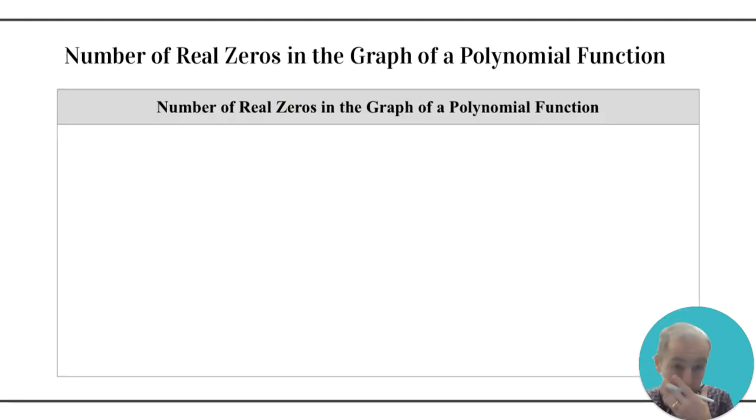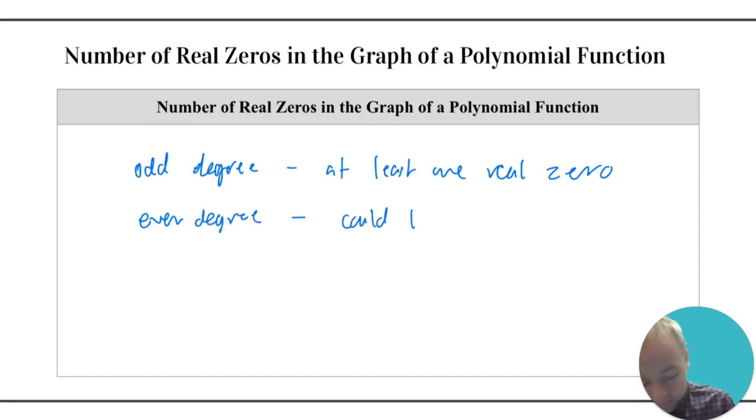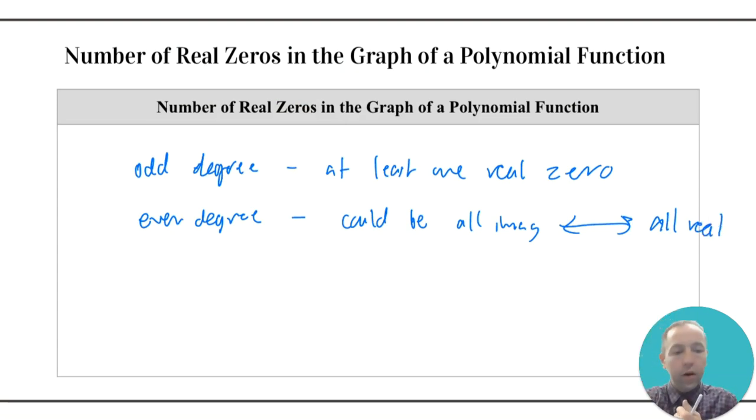So in terms of the number of real zeros in the graph of a polynomial function, just know that the odd degree ones always have at least one real zero. Okay, so they can't all just be imaginary. And then the even degree ones could be all imaginary, to being all real, matching up with the degree. So there's a little bit more possibilities there with the even degree ones, right?